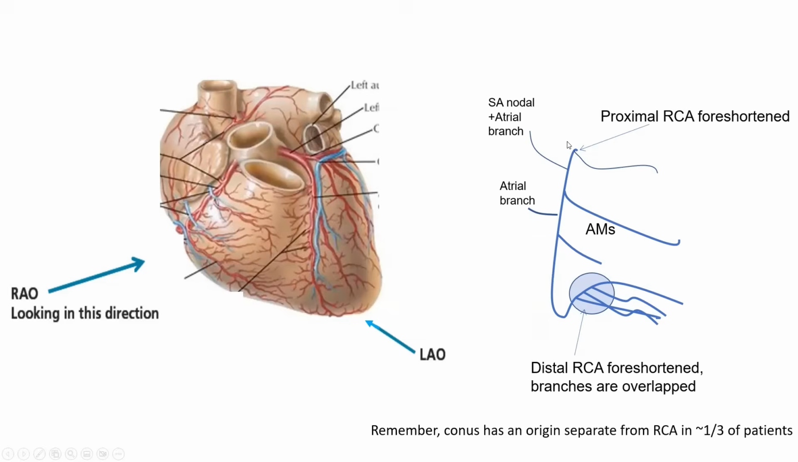So the RCA in an RAO view will look like this. You'll see the acute marginal RV branches going this way, as well as the conus, and you'll see the atrial branches going on that other side of the AV groove. That includes the sinoatrial branch, which is usually the first atrial branch, and which tends to go all the way up to the SVC. Now remember, conus has a separate origin from the RCA in a third of the patients.